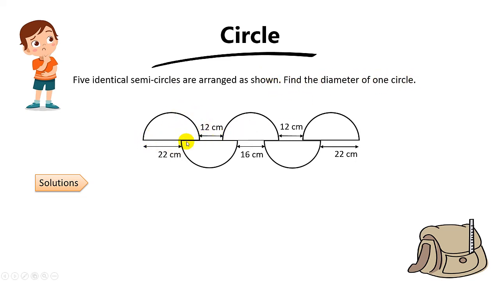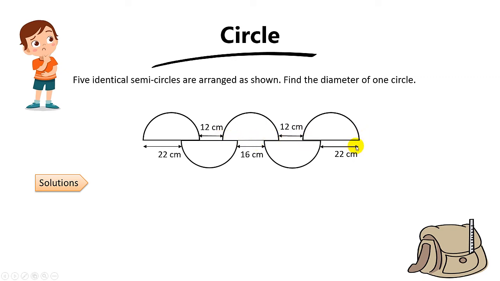Okay, so over here we've got 5 of them, which are identical. Then over here is 22, 12, 16, 12 and 22 cm. We want to find the diameter, which is the length over here, of one of the semicircles.